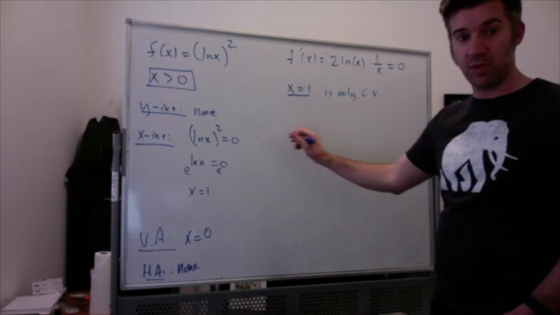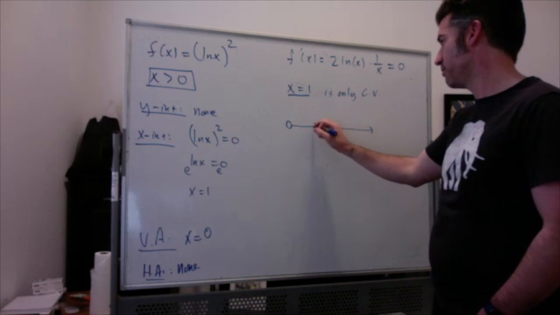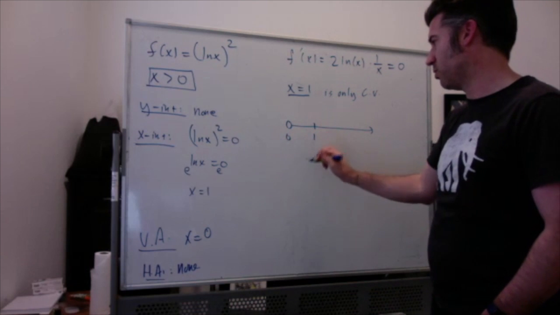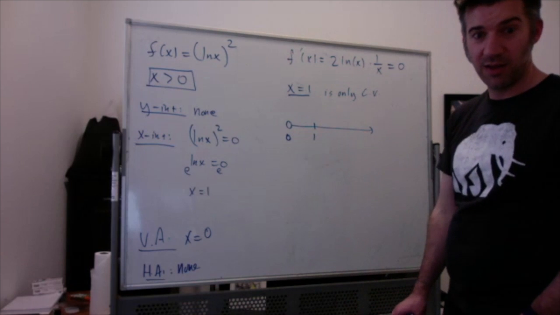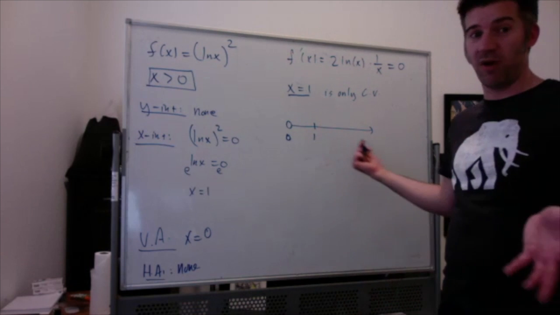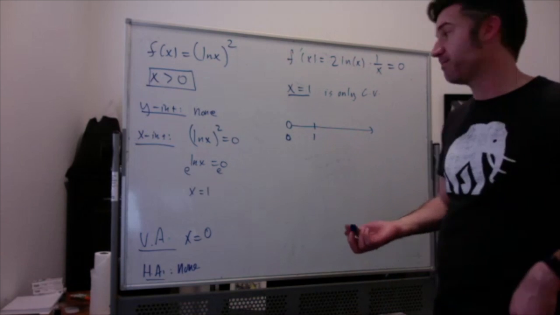Let's do our number line. And here's how I'm going to do my number line. There's 0, there's 1. 0 is not included, right? Because we don't get 0. So if you have a limited domain, I do think drawing your number line so that it reflects that limited domain is probably a good idea.